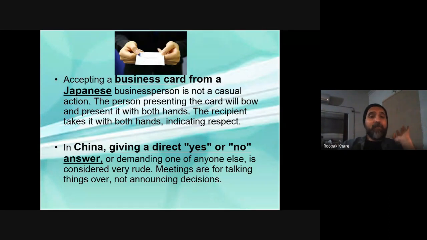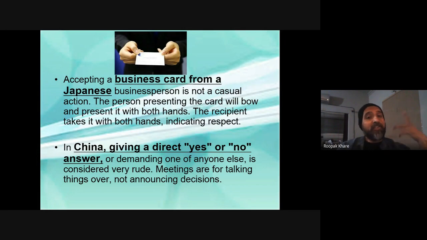Now we start with some case studies. In Japan, when you offer your business card, you have to hold it in both hands, the way you can see in the picture. If you don't hold it in both hands, it shows that you're being very casual and non-serious about it. The person presenting the card will bow and present it with both hands. Only then will the other person take it seriously. The recipient takes it with both hands, indicating respect.